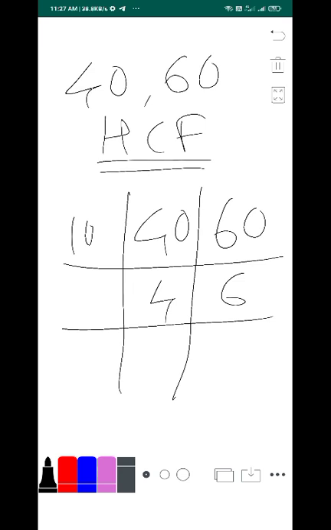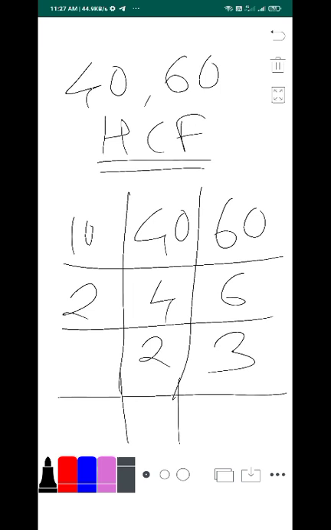So you can divide by 2. 2 2s are 4 and 2 3s are 6. Can you write a common factor of this 2 and 3? No. But 1 is a common factor. 2 1s are 2 and 3 1s are 3. It will be the same.